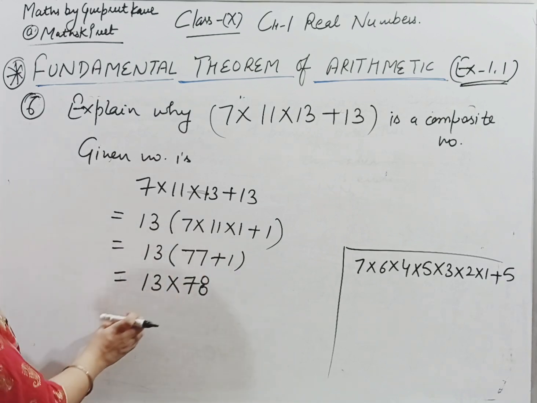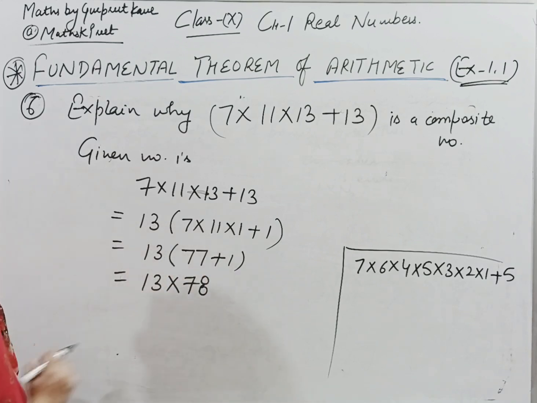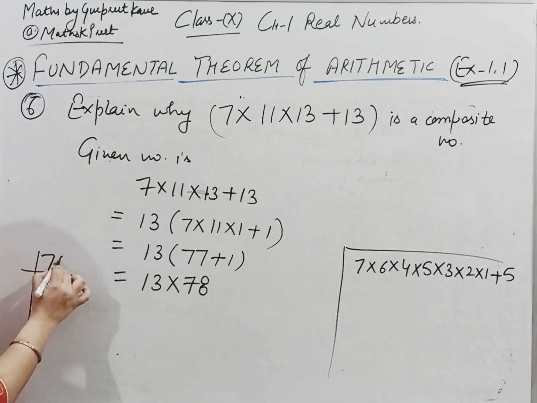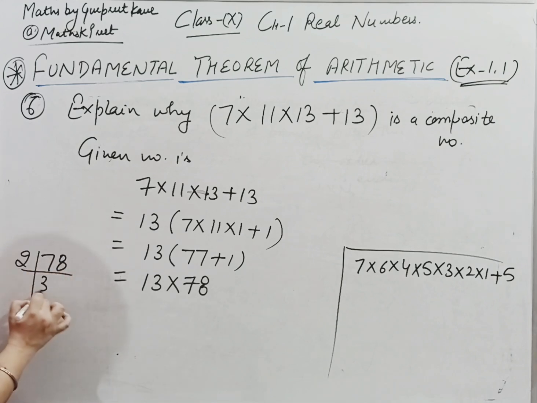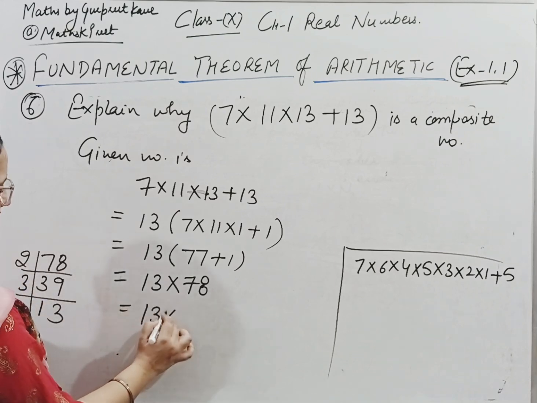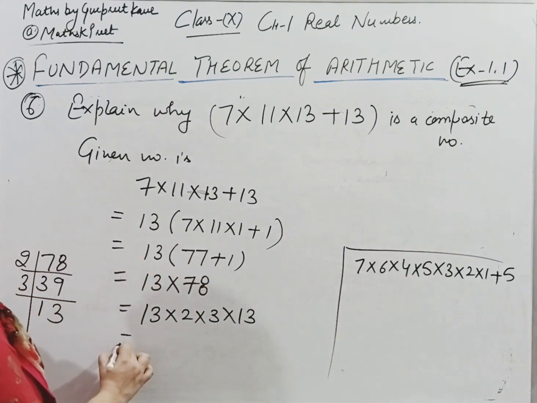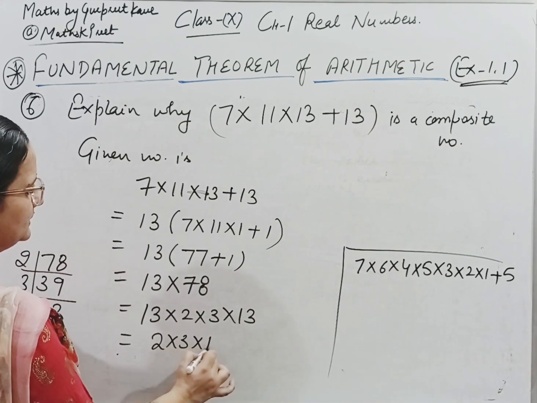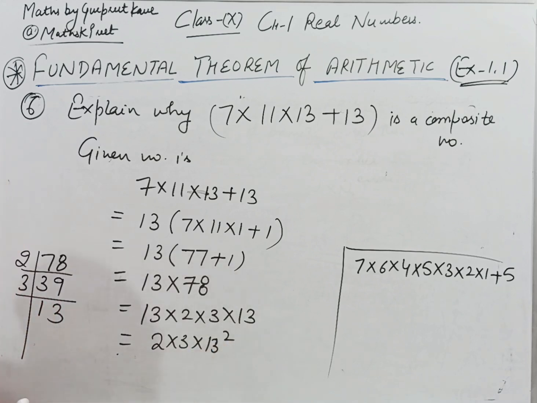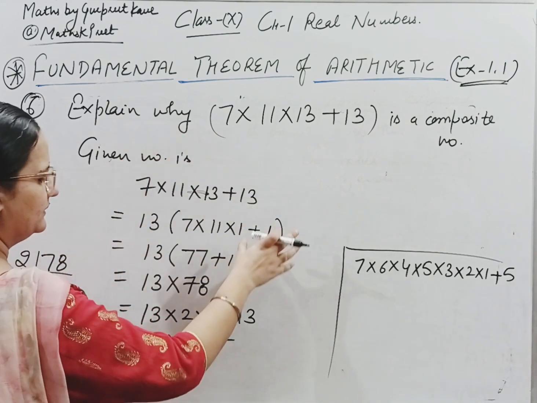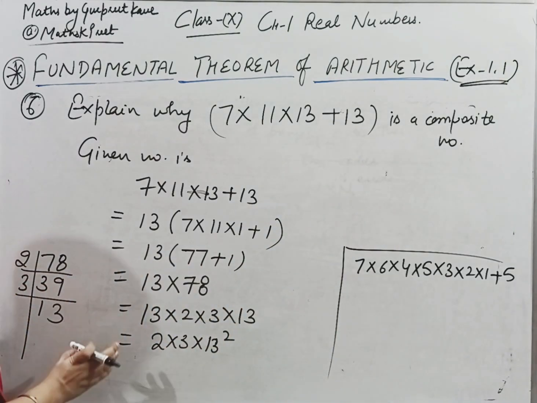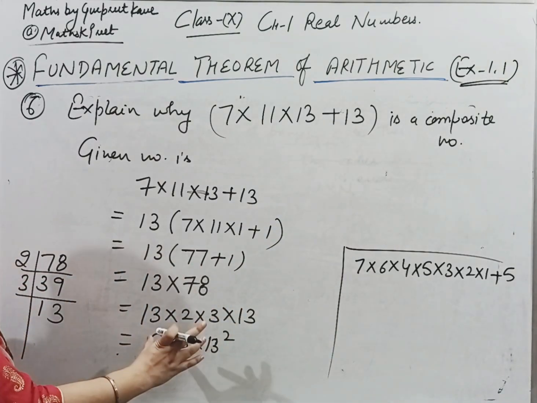Fine. We can factorize, 13 is just a prime number. We can factorize 78 into primes. So 2 3s are 6, 2 9s are 18. Then 3 1s are 3, 3 3s are 9. So this can be written as 13 into 2 into 3 into 13, which is basically 2 into 3 into 13 square. So this is the prime factorization for the given number. Fine. So the given number can be expressed as this.